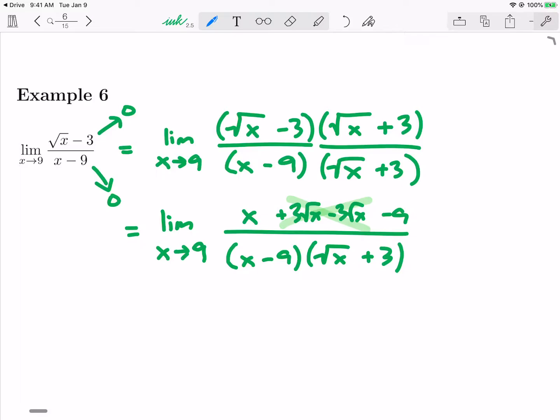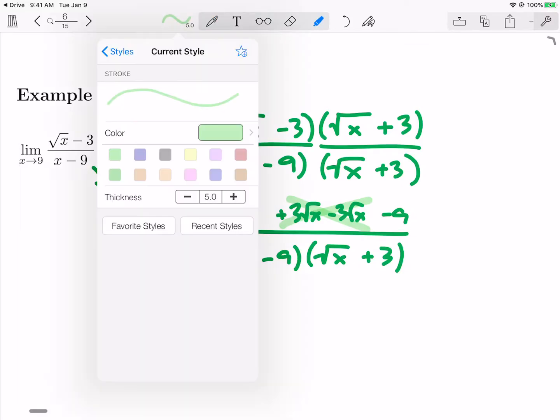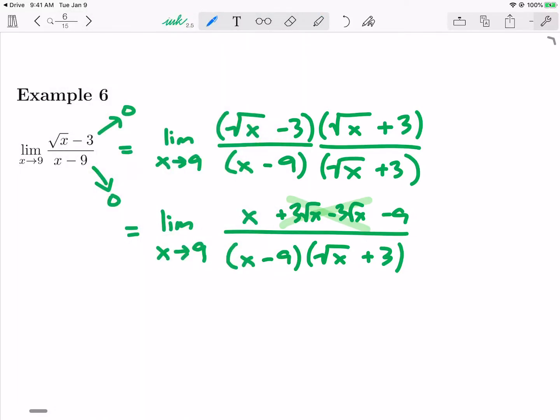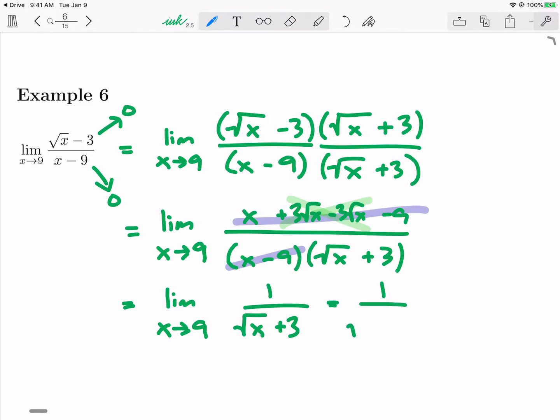And then what you see is you have an x minus 9 on top. Oops, I want to use that green pen. So that x minus 9 here, and that x minus 9 simplify to 1. So I've got the limit as x goes to 9 of 1 over the square root of x plus 3. Now I do direct substitution because it is safe. I will not get 0 over 0. And I get 3 plus 3 in the denominator, so I've got 1/6.